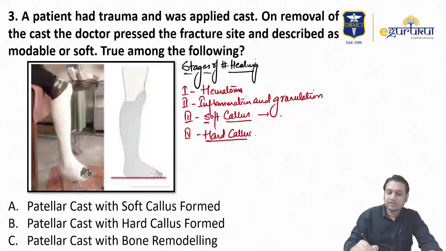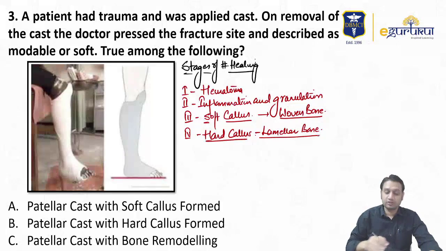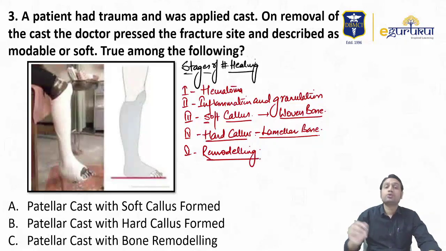Soft callus, hard callus means what kind of bone is here? Here we have got woven bone, that is a soft bone. Okay. Number 4, hard callus, what kind of bone is that? Anatomically, it is lamellar bone, right? Histologically, basically. And number 5 is when the bone is trying to remodel. That means it is trying to get back into its original shape, original architecture, right?